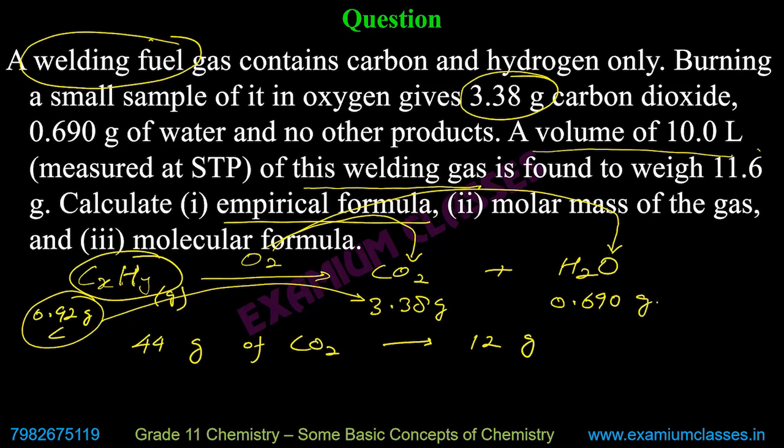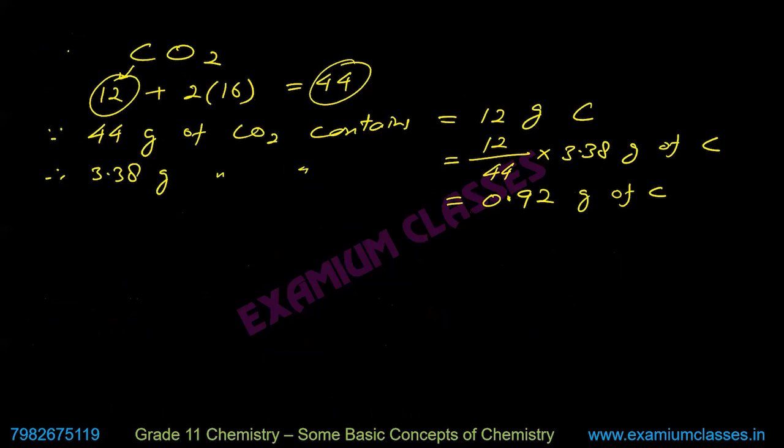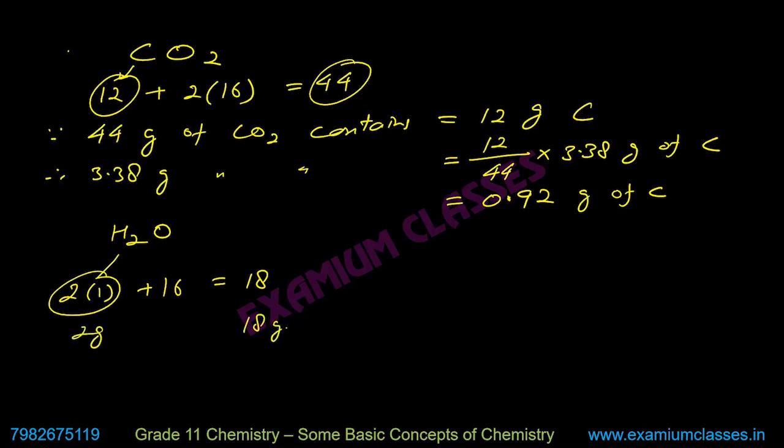Similarly, we will get the mass of hydrogen in the sample. Whatever hydrogen is there in 0.690 gram of water comes from the welding gas. It means the same amount of hydrogen was present in the welding gas. For H2O, you have 2 into 1 plus 16, that is 18. It means 2 grams of hydrogen is there in 18 grams of water.